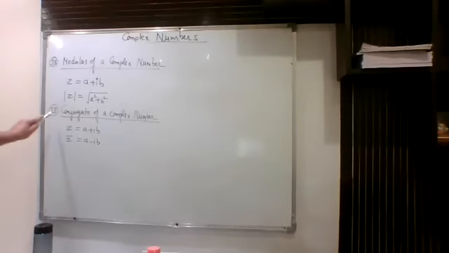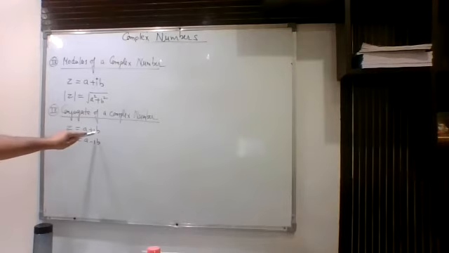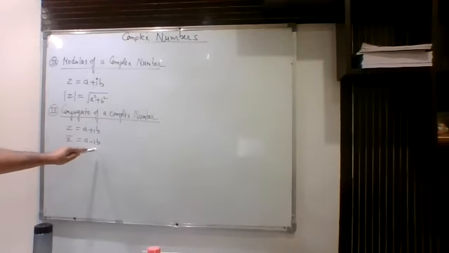Now next is number 4, conjugate of a complex number. So if z is a plus iota b, then z bar is known as conjugate. In conjugate, you just have to change the sign of the imaginary part. So this is how you can find out the conjugate of a complex number.